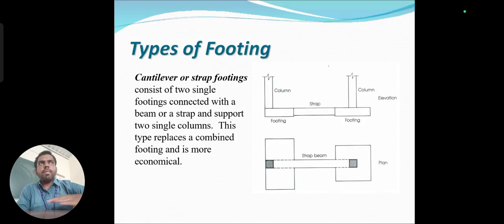The next one is the cantilever or strap footing. In this type of footing you have to provide reinforcement. Two single footings are connected with a beam, which is called a strap footing. Here the two columns' footings are connected with one single beam.